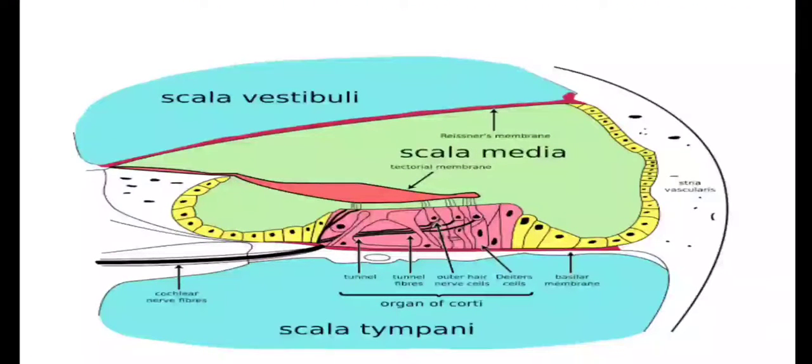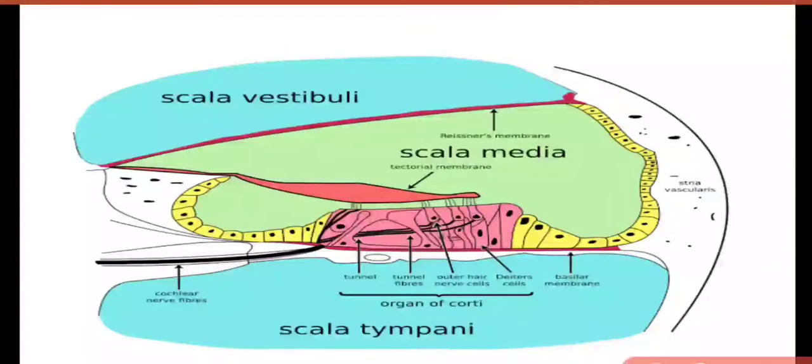Here this is again the zoomed picture, or we can say elaborated picture, of the organ of Corti, depicting all types of cells and their representation, that is, how they are arranged.